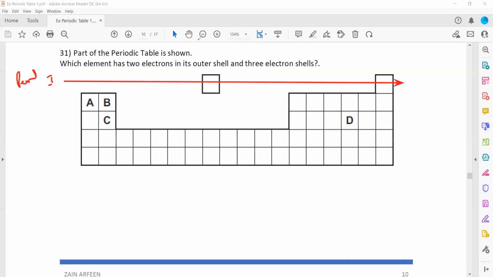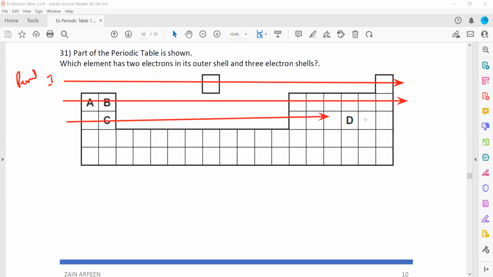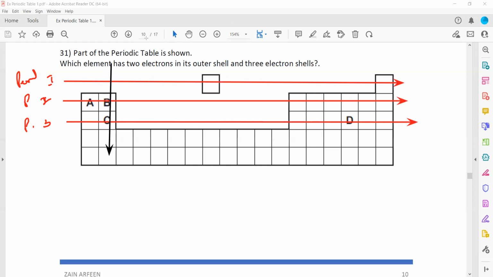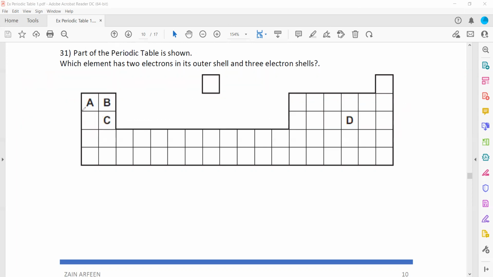In terms of period, this is the first, and then this is the second period. So this will be the third period. So this element is in period 3. This is period 2. And when we check the group, the number of electrons in the outer shell shows the group number. So B and C both belong to group 2. But because C is group 2 and period 3, it matches all the description given in the question. So that's why C is the right answer.